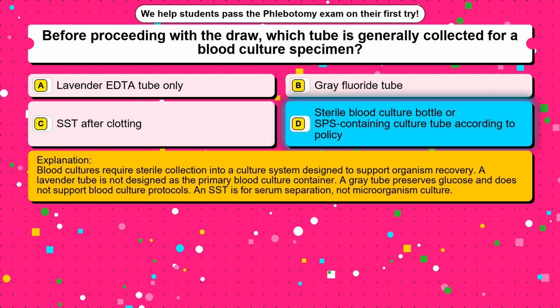Blood cultures require sterile collection into a culture system designed to support organism recovery. A lavender tube is not designed as the primary blood culture container. A gray tube preserves glucose and does not support blood culture protocols. An SST is for serum separation, not microorganism culture.